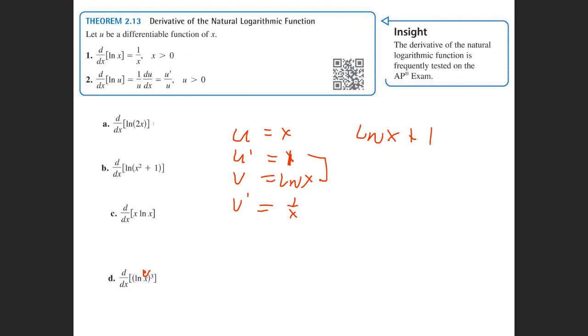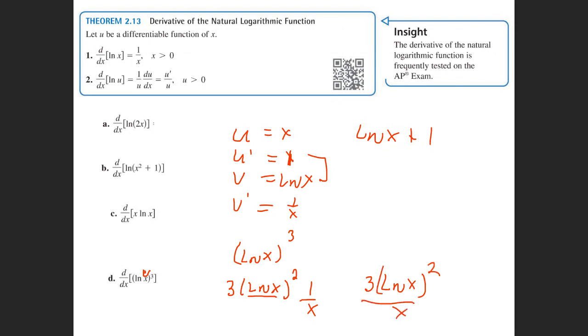I'm going to rewrite this as natural log of x to the third power. So I'm going to bring down the 3. I'm going to leave the middle alone to the second power. Now I'm going to take the derivative of this. Well, the derivative of natural log of x is just 1 over x, isn't it? And I should be done there. So my answer, if I was going to write it out, would be 3 natural log of x to the second power over x for my answer. Okay, does that make sense?